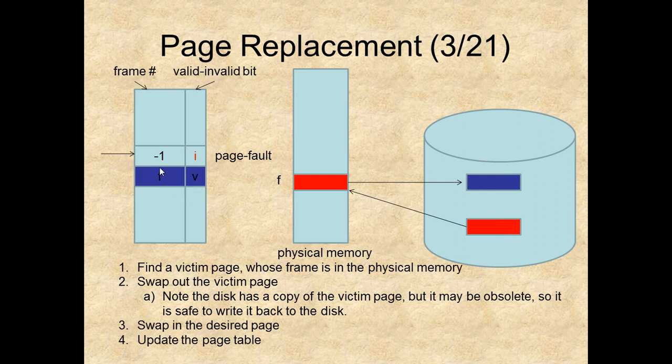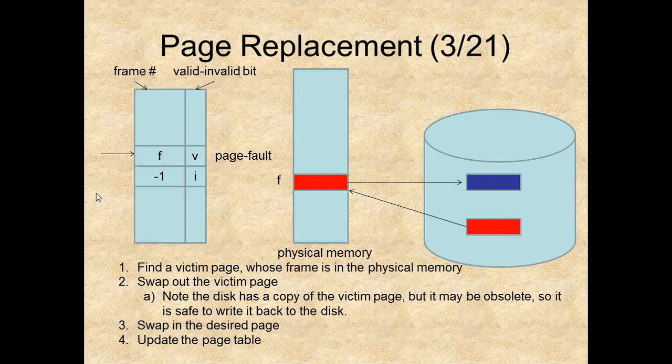So this record is no longer valid, it will become invalid, and the frame number is going to be meaningless. And this record that used to have I, meaning the address is invalid, is now going to become valid. The -1 frame number that was invalid will now be changed to F. The next change is that the bits are reversed for both pages, and the numbers are also flipped.